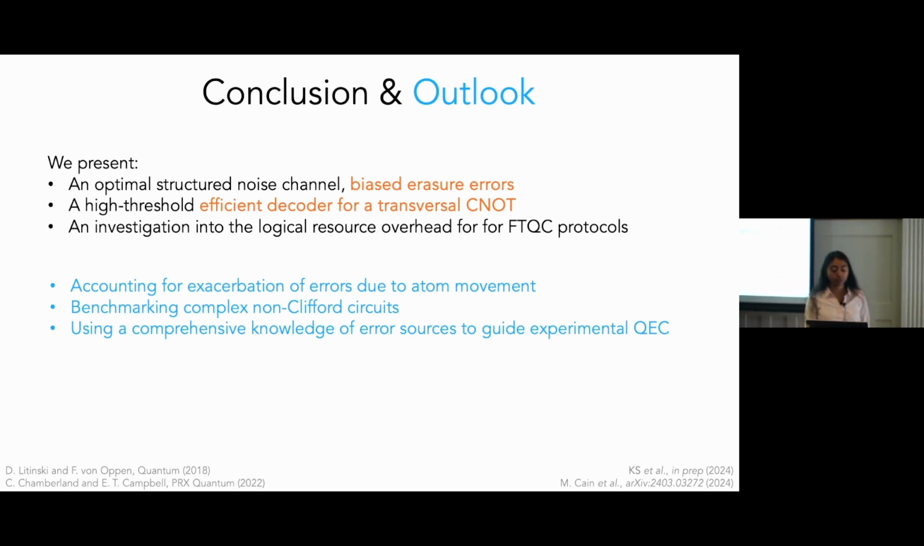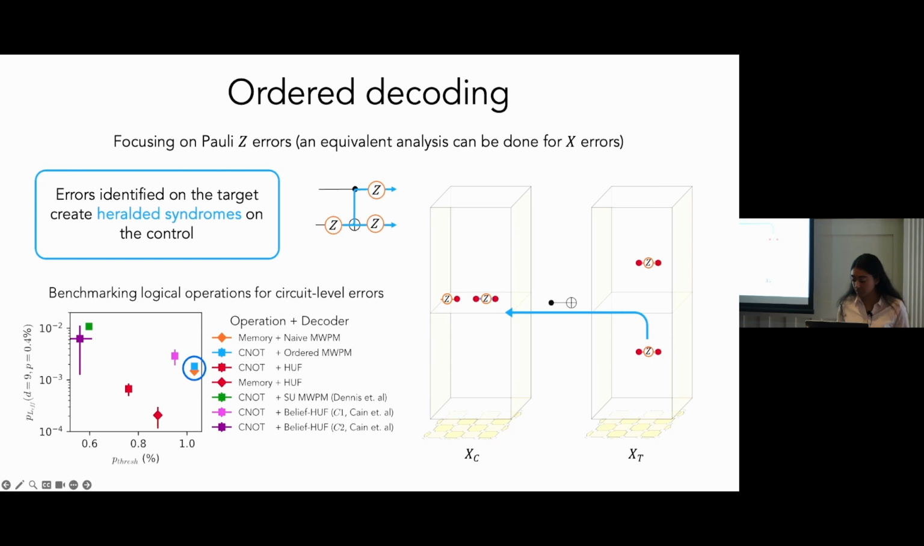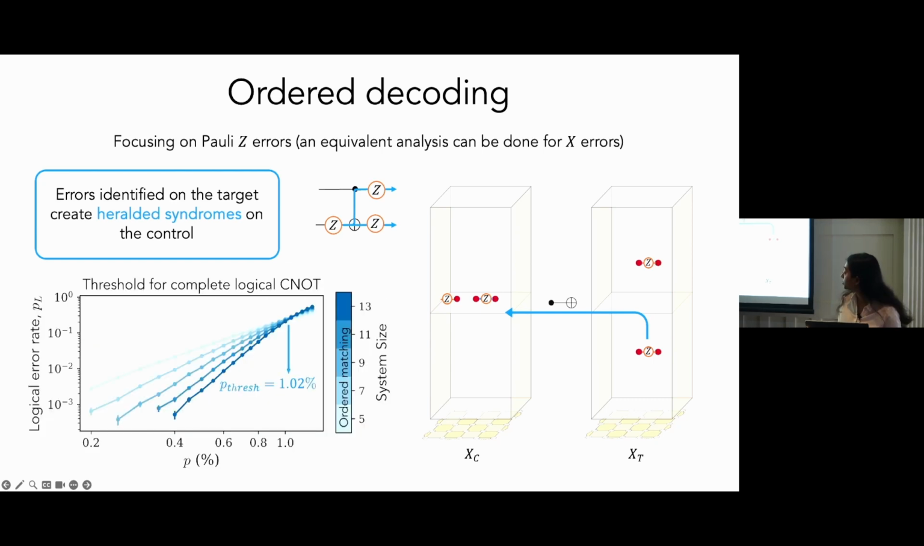Okay, so I think there are two parts to the question. What is the definition of a threshold error rate? So for that, let me go to this plot. So this is a threshold error rate plot for an operation. So when I look at a threshold error rate, I plot physical error rate versus logical error rate for a range of system sizes. And there's one physical error rate. Here it's 1%. And if I'm below 1%, then as I increase my system size, my logical error rate gets better and better.